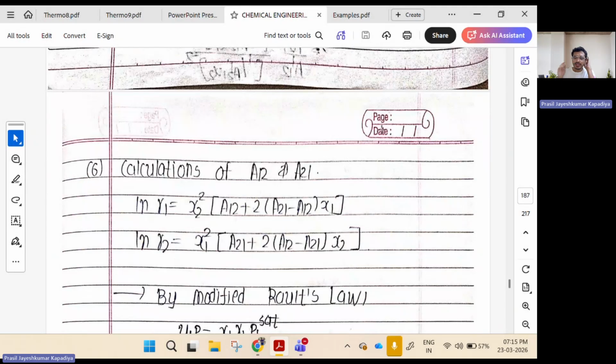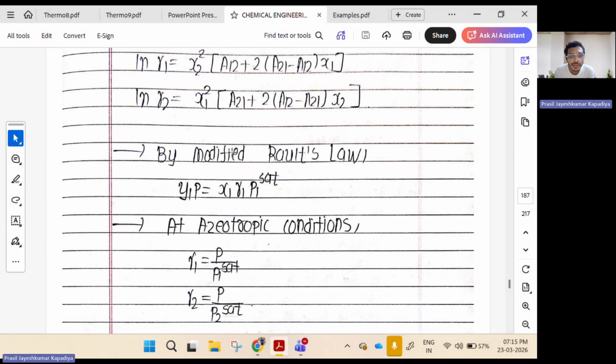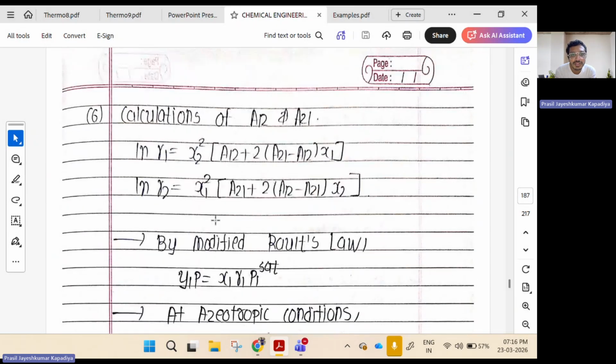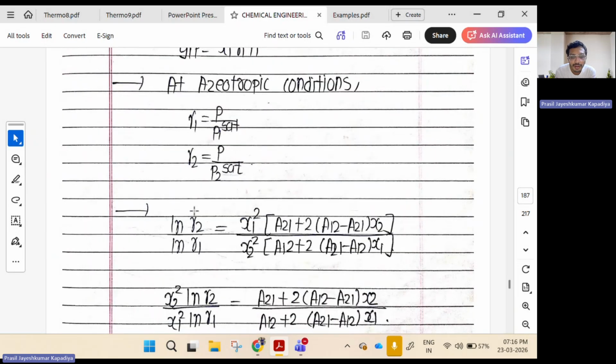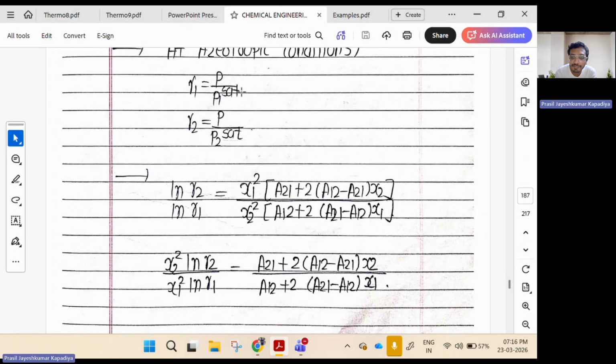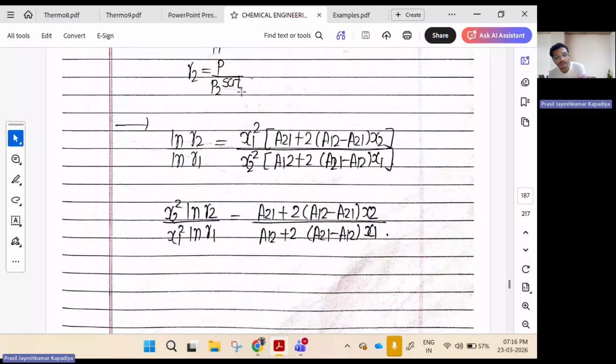If these azeotropic conditions are known, you can easily find out the constants. Similarly, when we dealt with this two parameter Margules equation, a similar thing we can also do here, right? That ln gamma 2 by ln gamma 1 is equal to this term divided by this term. I have not done it, but for this two parameter Margules equation you can also find it out. But it is not as straightforward as it is looking.